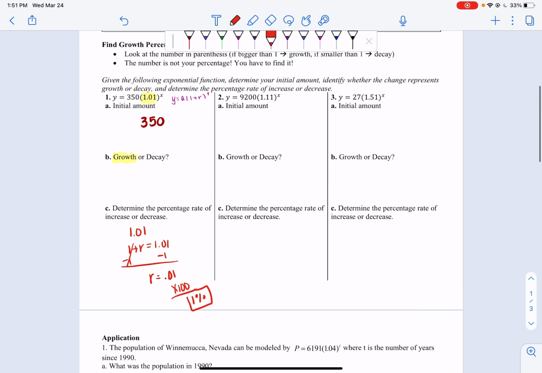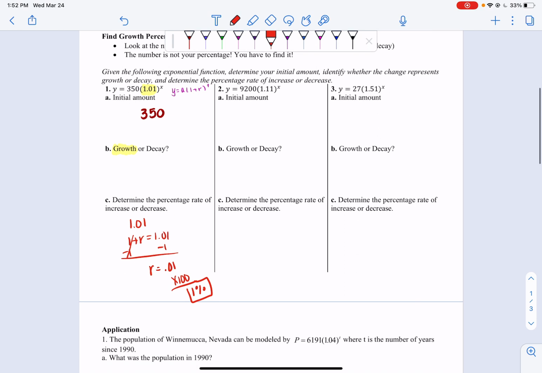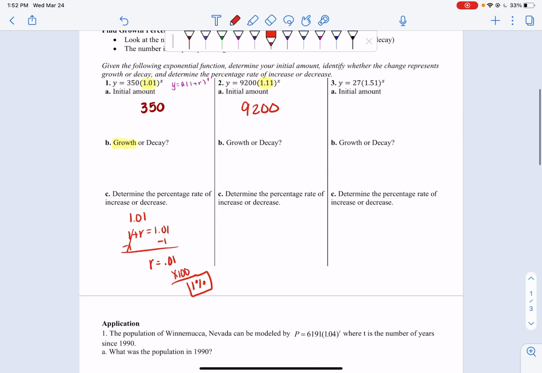Okay. Now let's look at our next example, number 2. I have y equals 9200 times 1.11 to the x power. The first thing I have to ask myself is, what's my initial amount? Well, my initial amount is the number attached to my parentheses, so my initial amount is 9200. Now I have to ask myself if this is a growth or decay, so I go to the number on the inside of my parentheses, which is 1.11, and that's bigger than 1, so this is a growth situation.